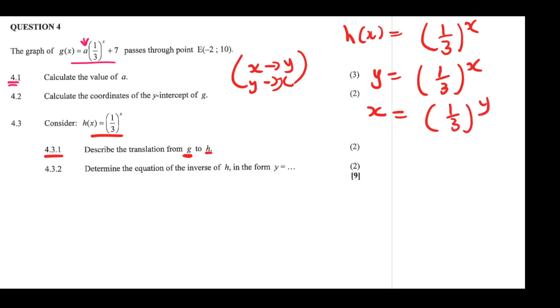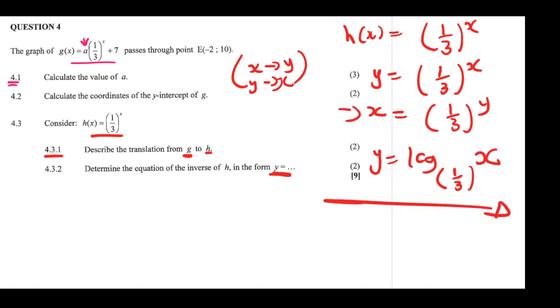Then you need to write it in the standard form of y equals, as they said here. So y equals log, and here it is a base. The base is 1 over 3, and then x, which is this one here. So this is going to be your inverse for this question.